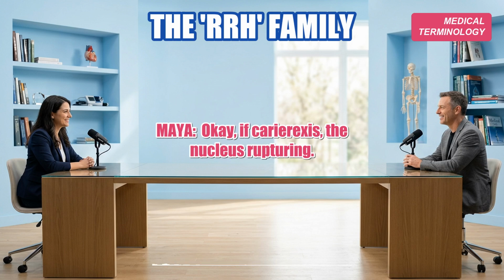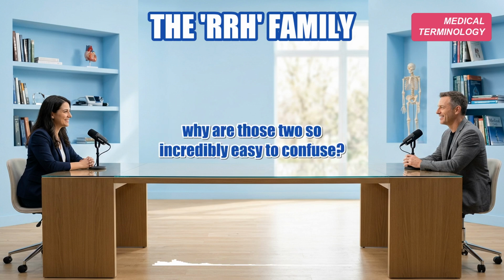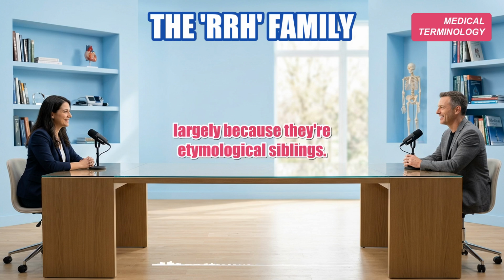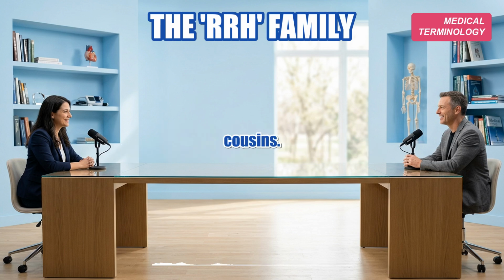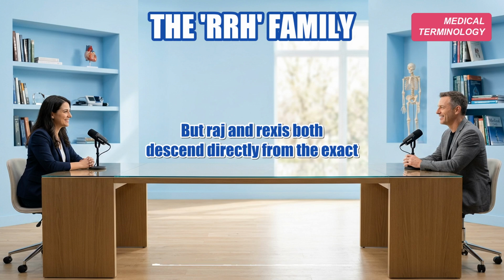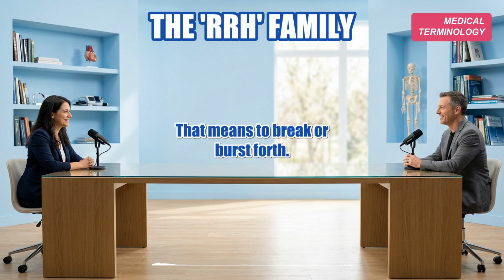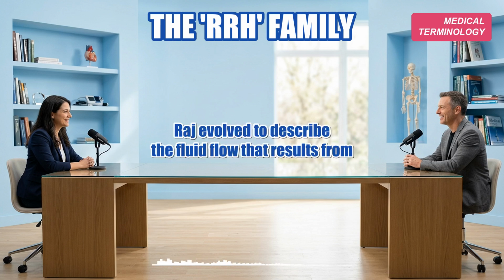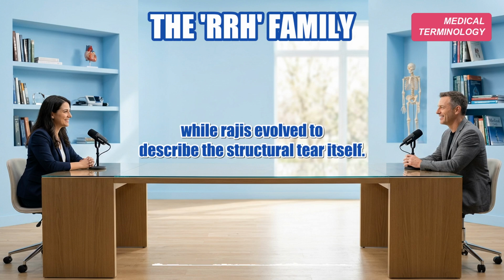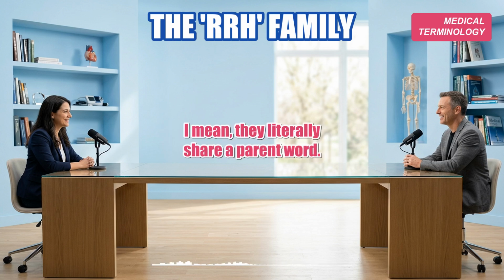Okay, if rrhexis is the structural break, why are rrhage and rrhexis so incredibly easy to confuse? Well, largely because they're etymological siblings. Oh, really? Most people assume these suffixes are just random linguistic cousins. But rrhage and rrhexis both descend directly from the exact same Greek root verb, which is rrhegnymi. That means to break or burst forth. Over centuries of use, they specialized in different directions. Rrhage evolved to describe the fluid flow that results from a burst, while rrhexis evolved to describe the structural tear itself. It makes total sense that they cause confusion. I mean, they literally share a parent word.